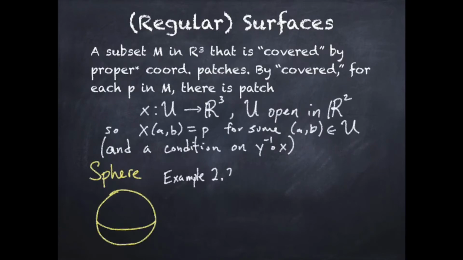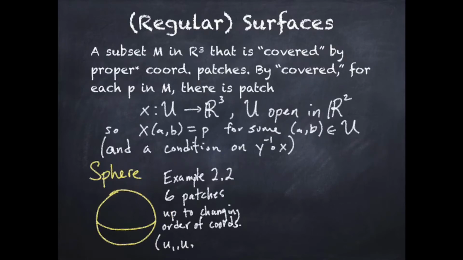Our first example of a surface would be a sphere of any radius, say r naught. This is example 2.2 in your textbook. A sphere can be covered by 6 coordinate patches. I write down the form of 2 of those patches right there at the bottom. You can get the other 4 patches by just reordering the coordinates.